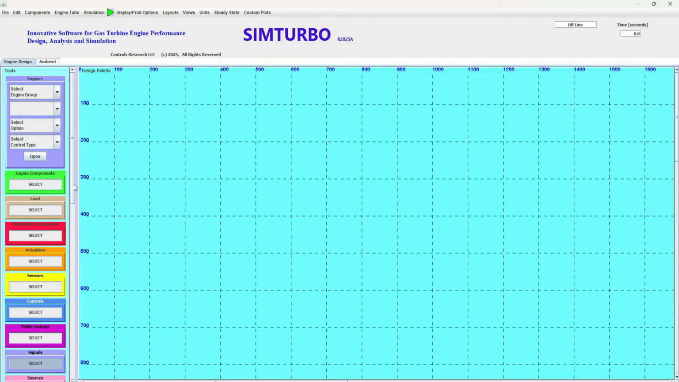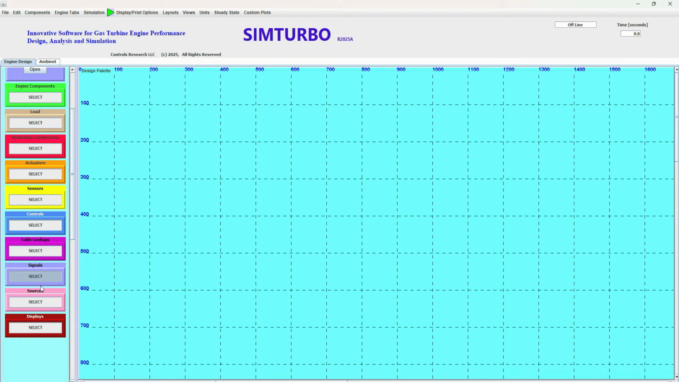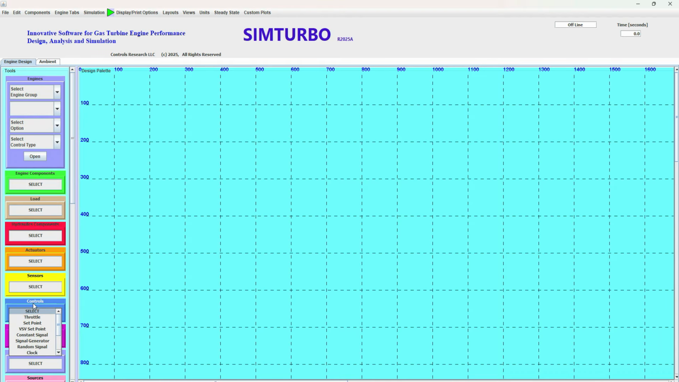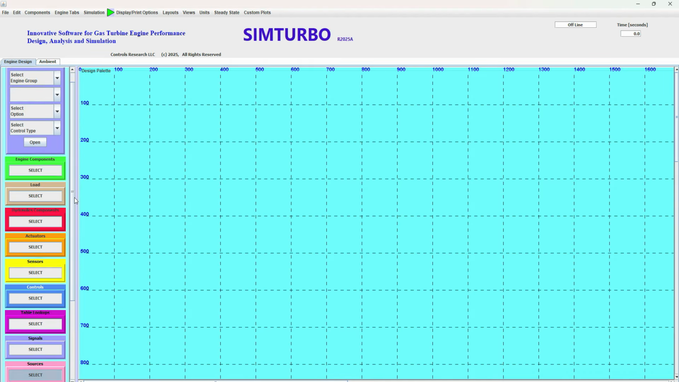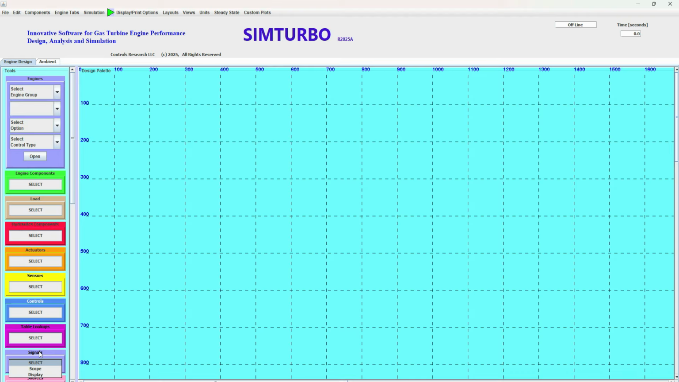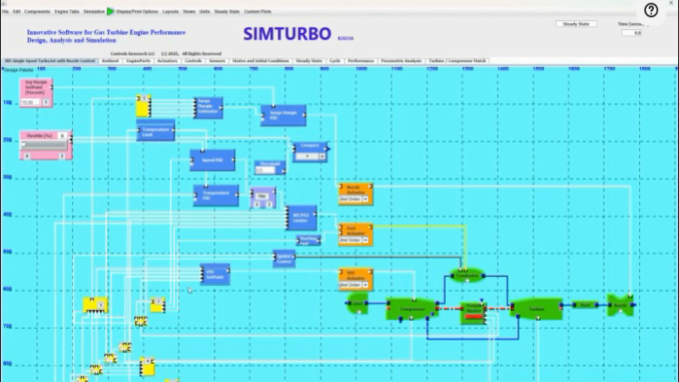System signal operators can be selected using the light blue box. Various sources can be selected using the pink box. Various displays can be selected using the brown box. Now, let's take a deeper look at how SimTurbo is used to connect the system components to build the architecture of the engine system and its control.